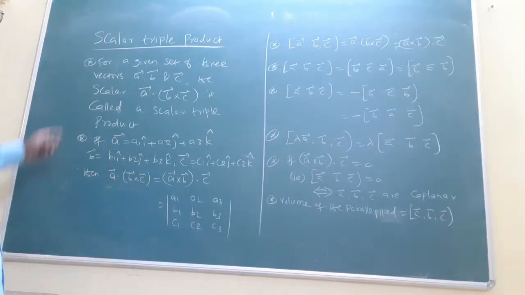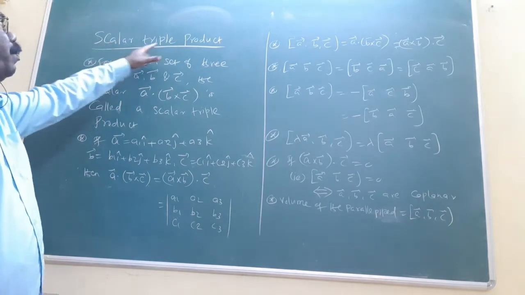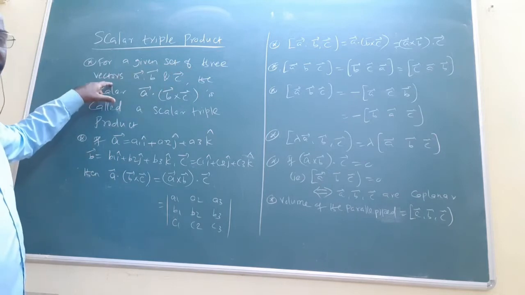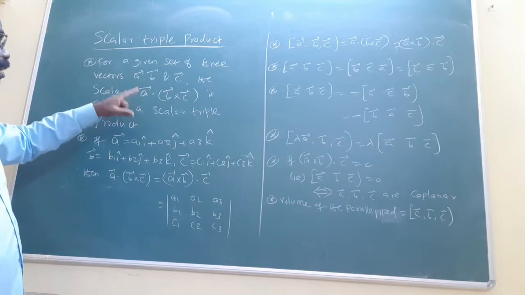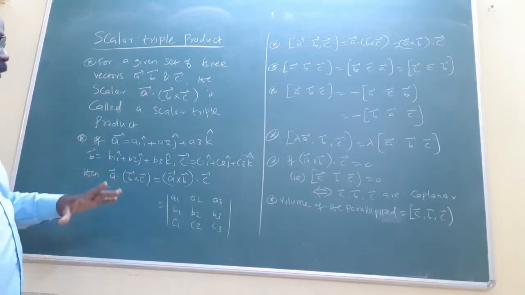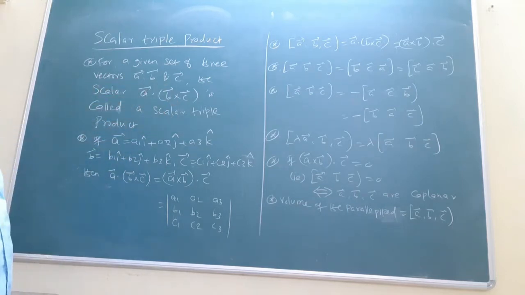Good morning, students. Now, next is the concept of the scalar triple product. For a given set of three vectors, A vector, B vector, and C vector, the scalar A dot B cross C is called a scalar triple product. One dot, one cross is called scalar triple product.